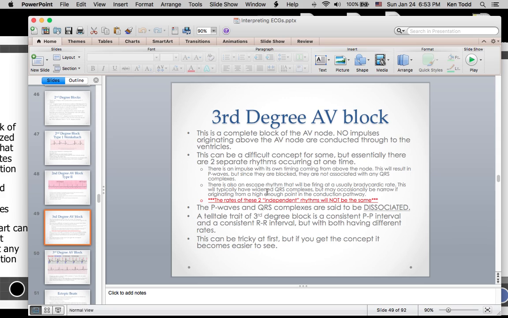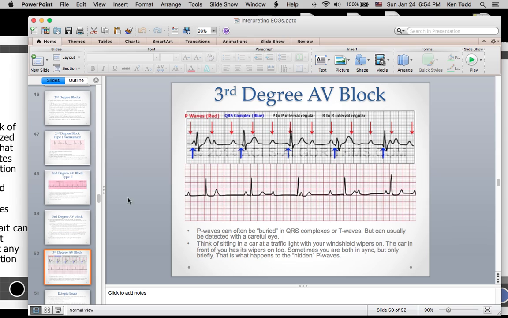Usually the escape rhythm will be bradycardic. Not always. The other thing that can make these confusing is sometimes, depending on where the escape beat comes from, it can either have a narrow QRS or a wide QRS. But the biggest trait is you have a consistent P to P interval and a consistent R to R interval, but with different rates. So it can be a little tricky at first to see.